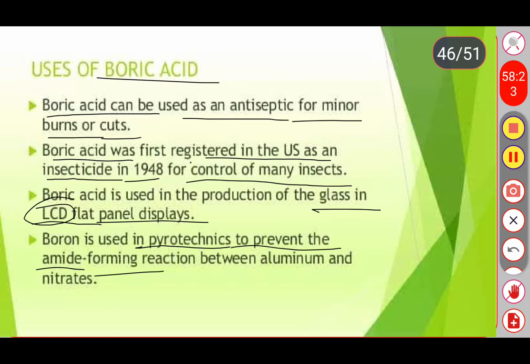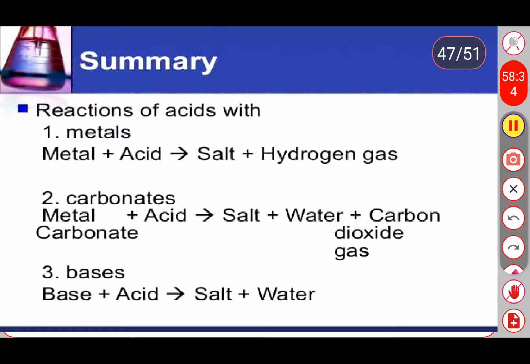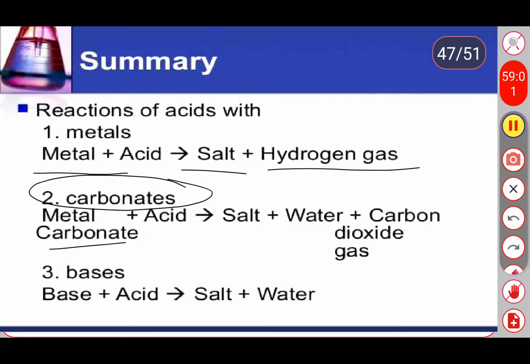So just revise what we learned in today's class. The most important concepts are the definition of acids, properties of acids, examples of acids, and how acids react with metals. When acid reacts with a metal, it forms a salt and hydrogen gas. Second one, when acids react with metal carbonates, they form a salt, water and carbon dioxide. When acids react with bases, they form a salt and water.